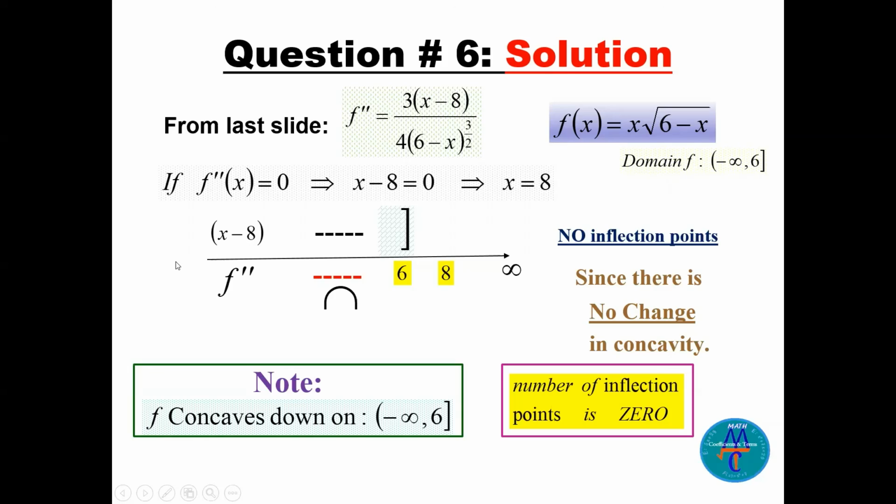And we can see here, from minus infinity until 6, if you replace any value in the second derivative, it will be negative, so concave down. So the function f is concave down from minus infinity to 6. And there are no inflection points. Why? Because there is no change in concavity. So to answer the question, find the number of inflection points: it is 0.